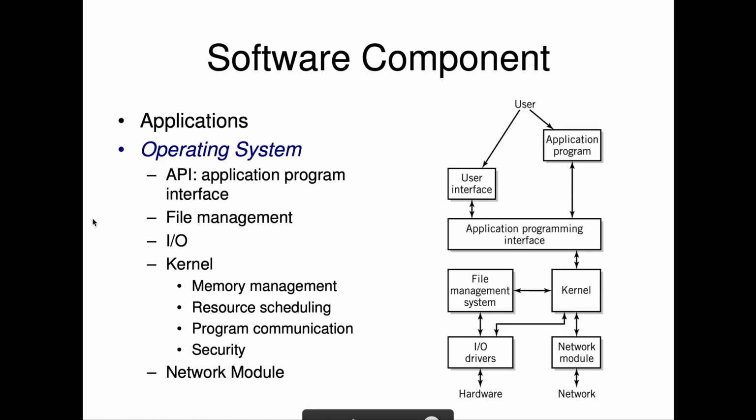Now we have already discussed the hardware component. Now let's talk a little bit about the software component. So we have two main categories for software component. These are applications and operating system. For applications, there are a plethora of them. There are many kinds of applications, but we will focus on the operating system because the operating system is what we are gonna learn in the first half of this semester.